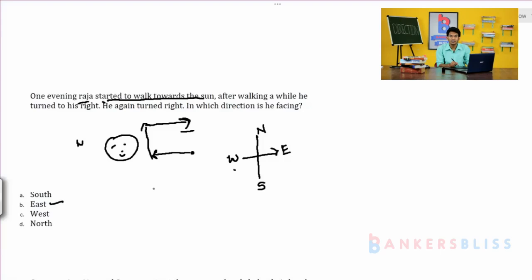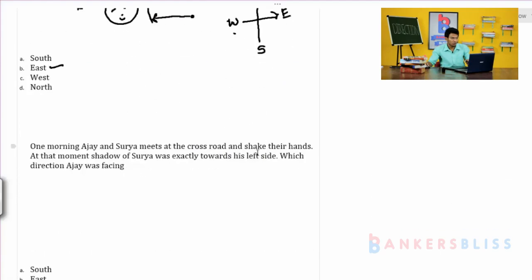Is it clear? Why is Raja moving so? Because look here, one evening. Evening depicts sunset. Sunset means west. Here Mr. Raja is here, he is moving towards the sun. After that he takes a right, again stops here and takes a right. Now which direction? He is in the east direction. Is it clear? And go to the next.